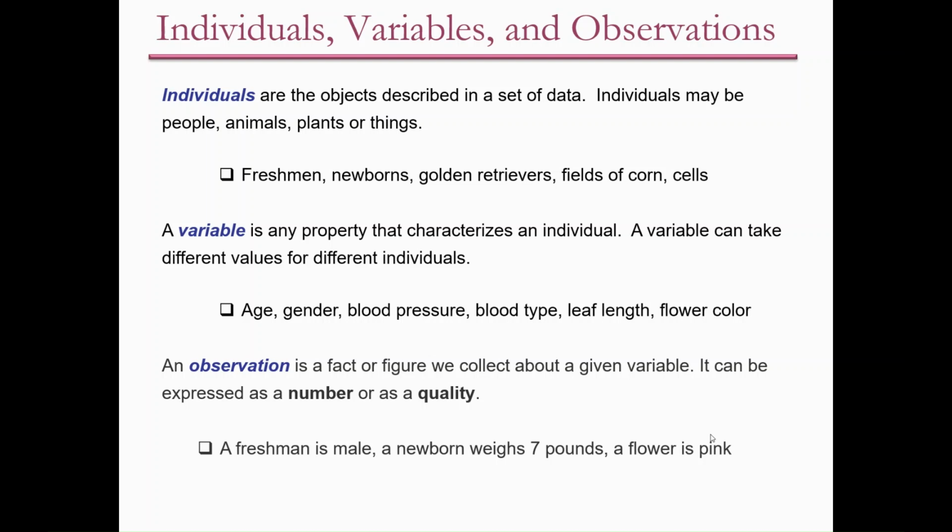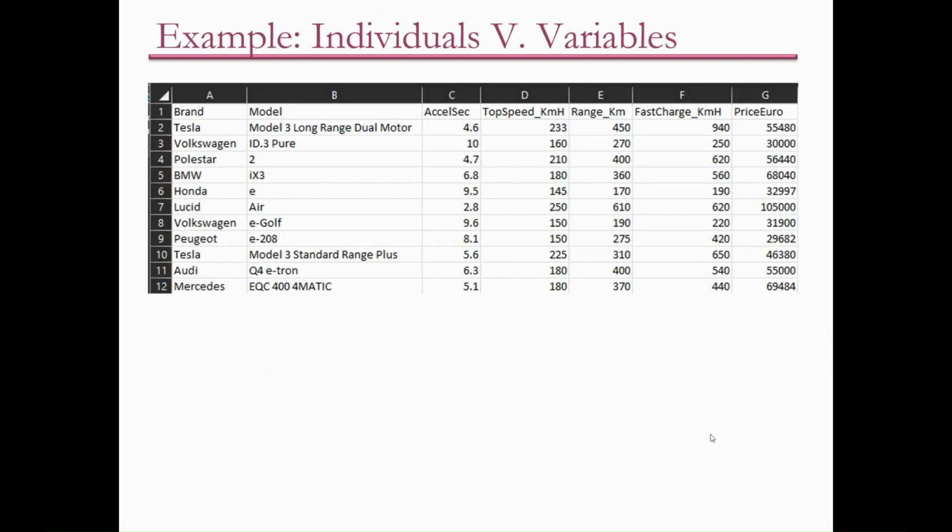All right, let's go ahead and go on to our next slide here. This is actually a screenshot of an Excel document. What's in here are a bunch of electric vehicles. And then we have the acceleration time to go from 0 to 60. That's column C here.